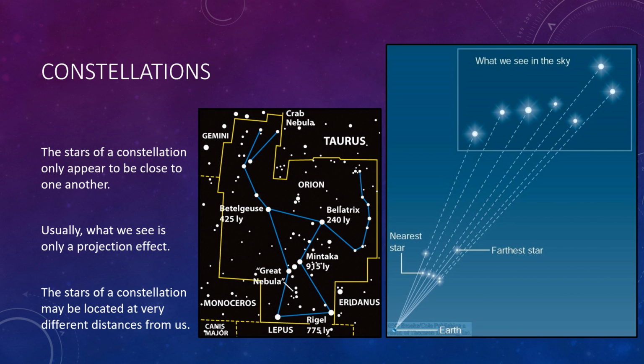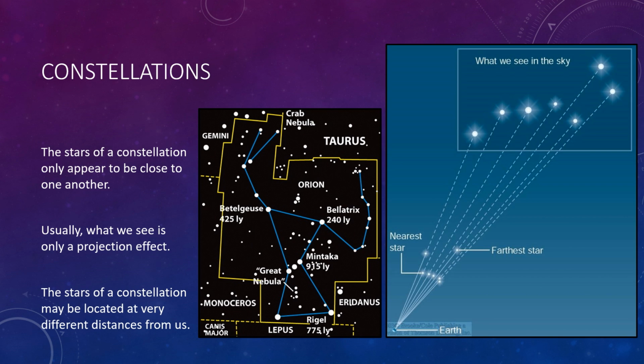The stars of a constellation only appear to be close to one another. So they aren't necessarily physically right next to each other, even though to our own eyes it looks like they may be. Usually what we see is only a projection effect. The stars of a constellation may be located at very different distances from us. So as an example, in the Orion constellation, which I've been referring to multiple times already, you can see distances labeled in light years from Earth to 4 different stars in the Orion constellation.